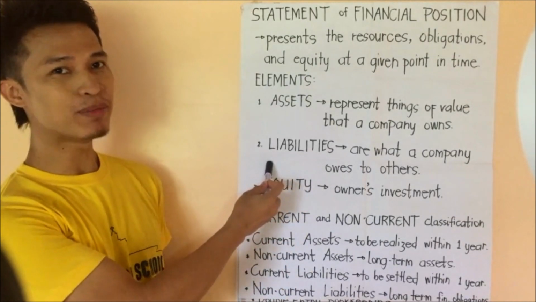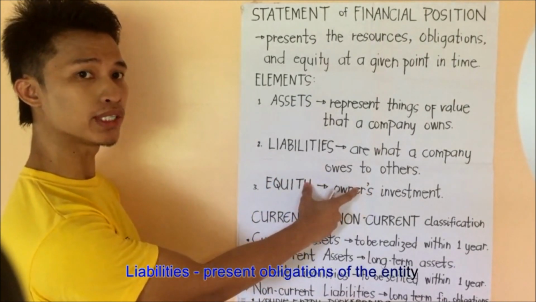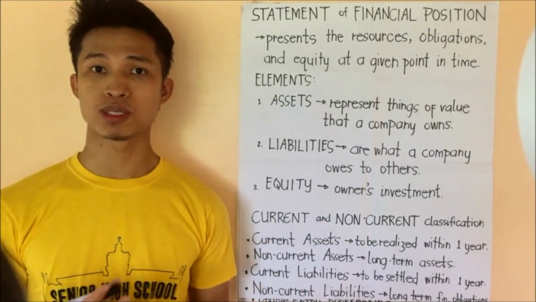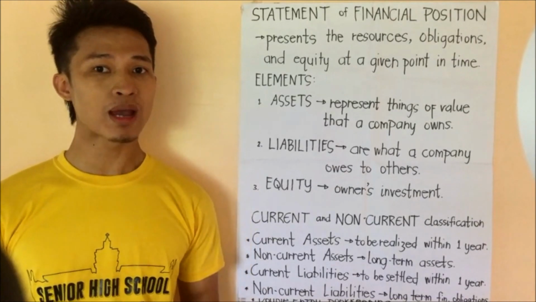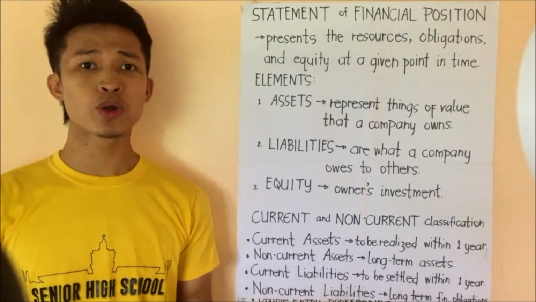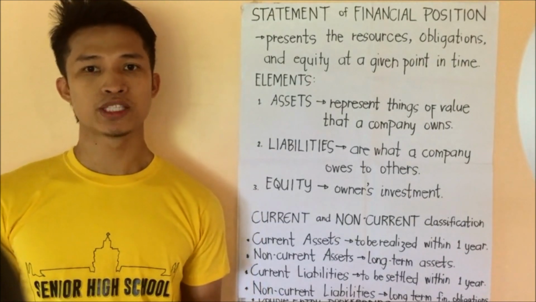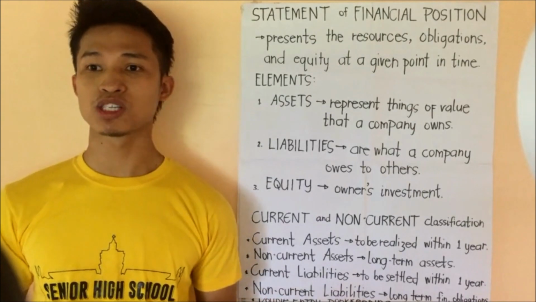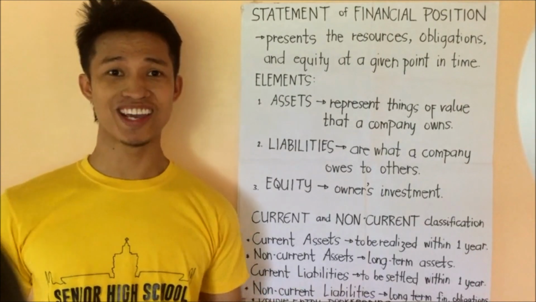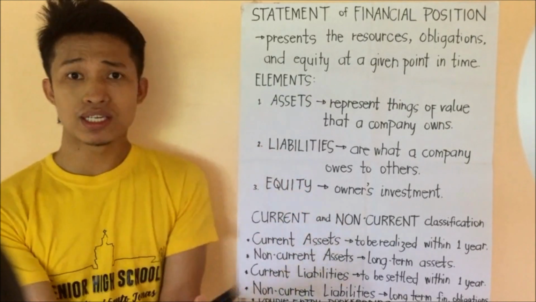Number 2 element, liabilities. Liabilities are what a company owes to others. For instance, if a bank granted you a loan amounting to 500,000 pesos, then you are obliged to pay the amount including the interest, right? That is now your liability. That is your obligation. Sometimes the reason why we don't understand a statement or a problem is because of these jargons. These are the special words or expressions used by a particular profession. Anyway, just saying that. So when we say liabilities, we're simply talking about debts.